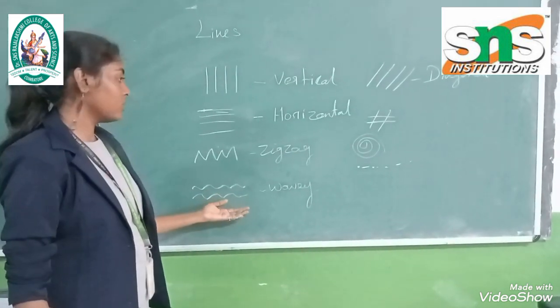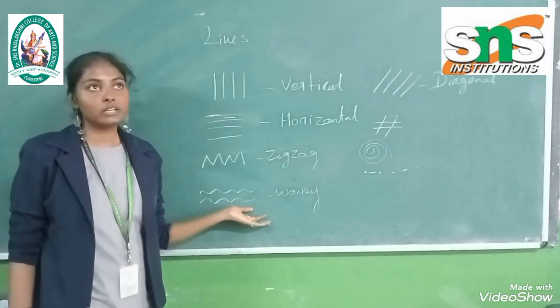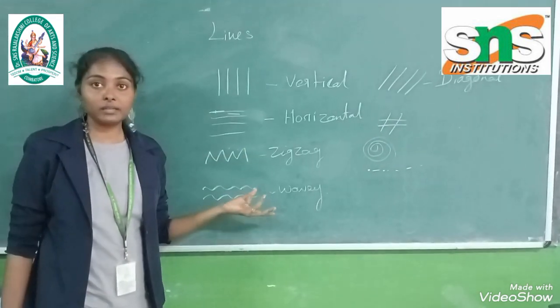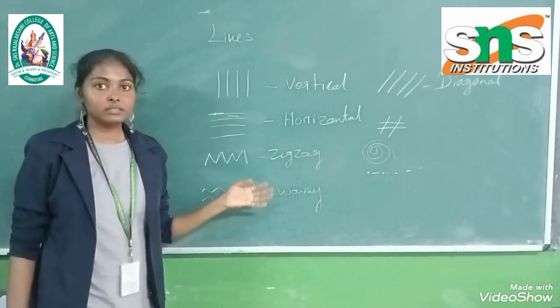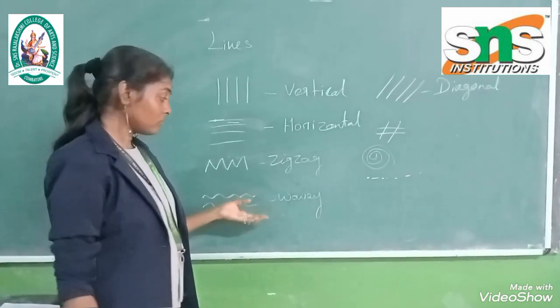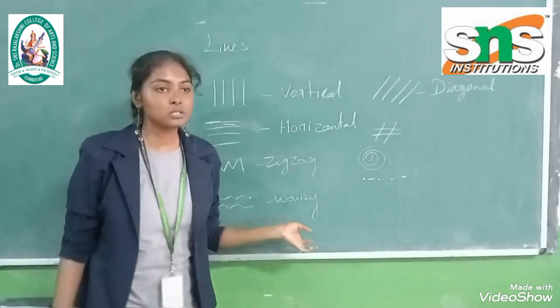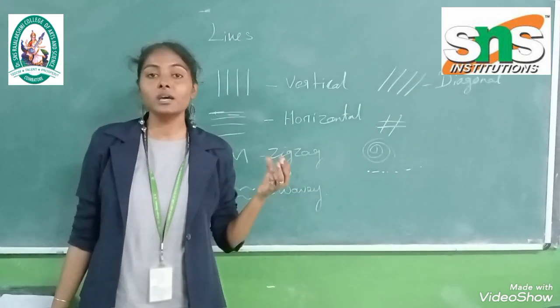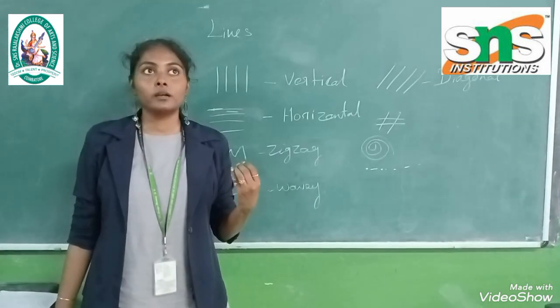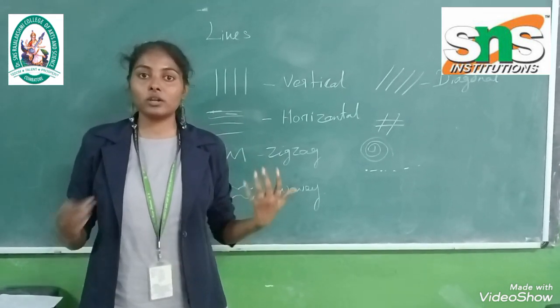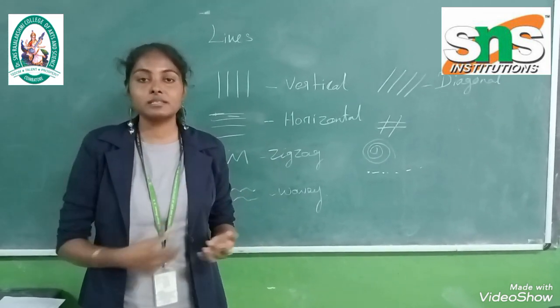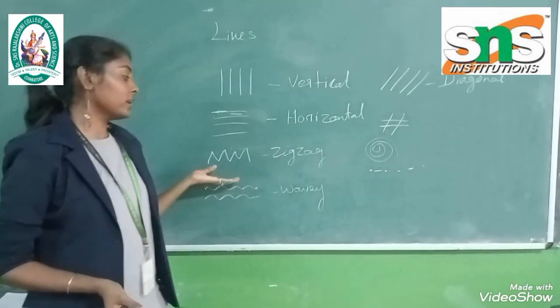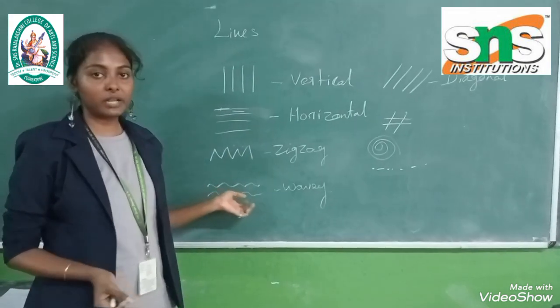Wavy lines are mostly used for creating a feminine pattern. So wavy or curve lines. We use curve lines and wavy lines in most feminine clothing like gowns, frocks, middies, blouses or sarees. So we use the curve lines to create patterns for a feminine effect.